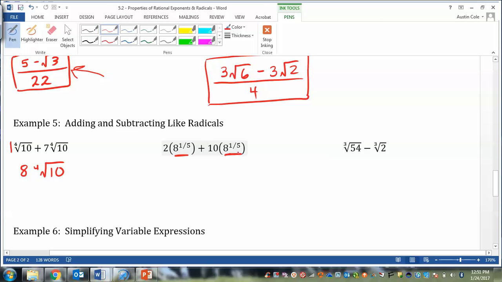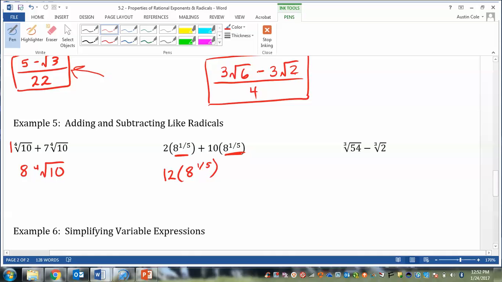Again, here I've got 8 to the 1/5 power. Well, I've got 2 of them and 10 of them. That's 12 of them. Now, going back up to Sam's question, can I combine these? And the answer is no, because they don't have the same radical. This essentially is like 3x minus 3y. I can't combine them. They're different.